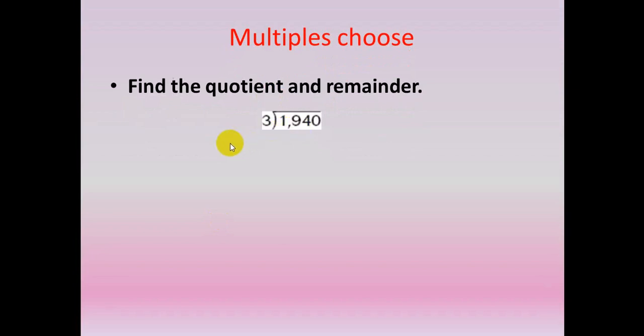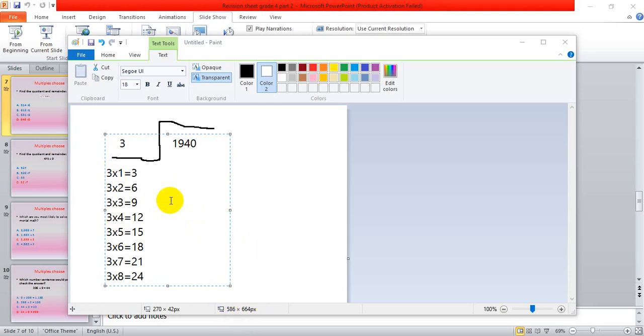1940 divided by 3. Let's do it. Here we do the draft. 1940 divided by 3. First I start from the greatest place value, which is 1. Here 1 is smaller than 3. We can't divide. We put 0 up and take 2 digits. Take 2 digits, 19, divide by 3.